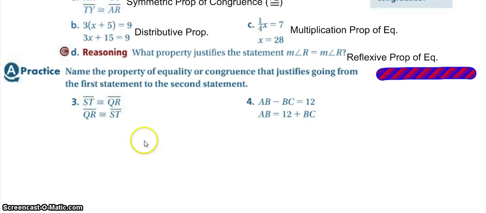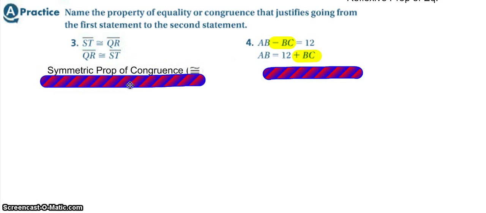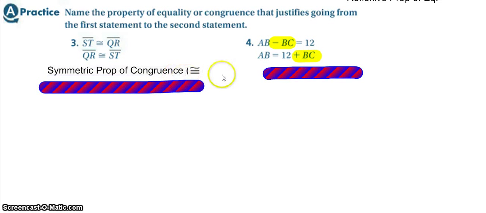Figure out the reasoning for both of those. So in 3, we have a segment congruent to another segment, and we make that same statement again, just in the opposite order. So just like up in the got it, you should realize that that is symmetric property of congruence. And by the way, you don't have to write congruence, you can just use the symbol, so you could just write symmetric property of and then put the symbol.